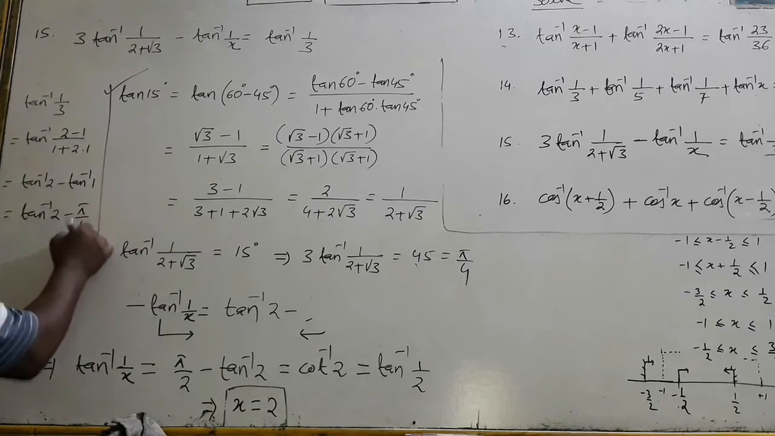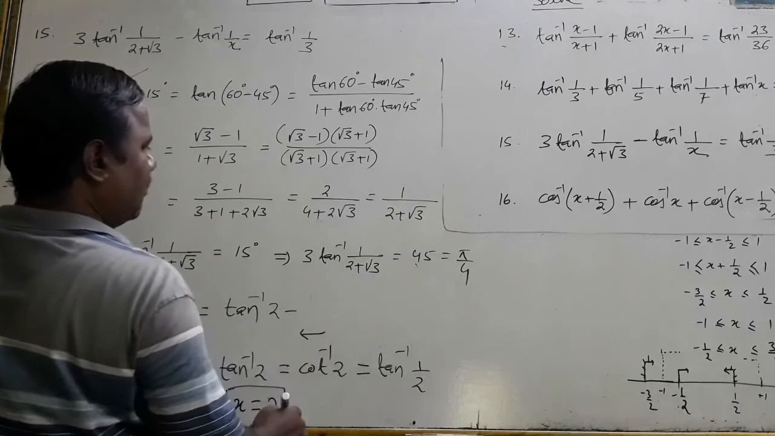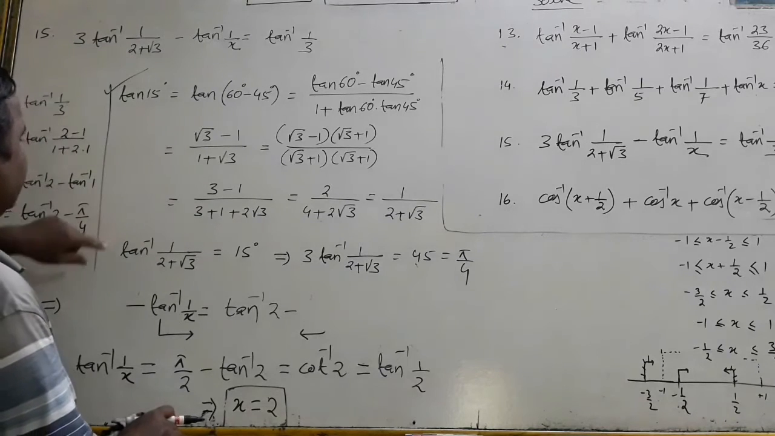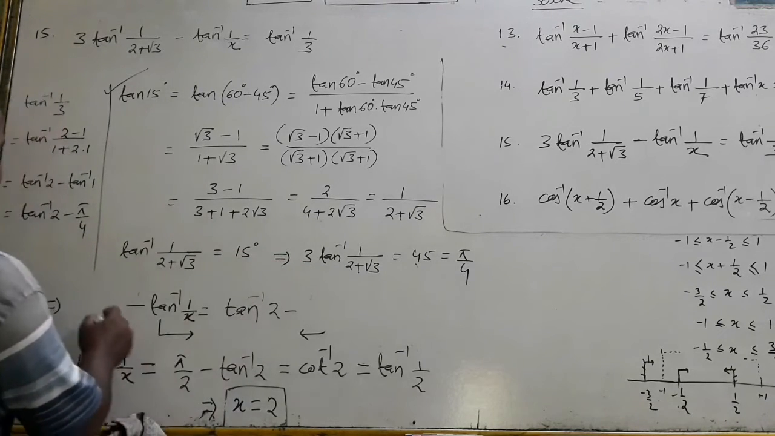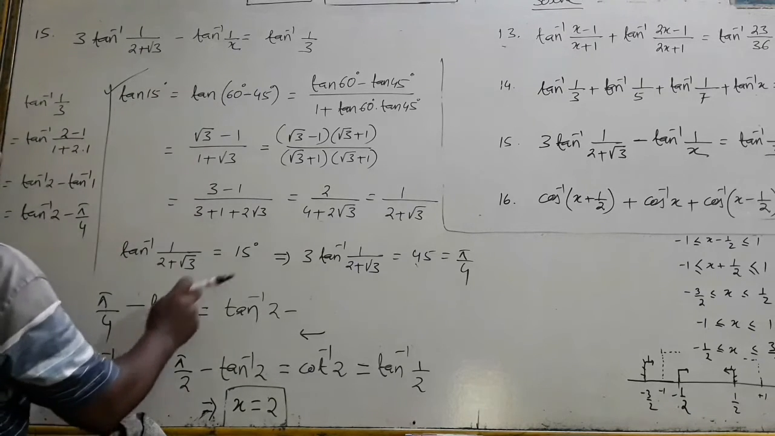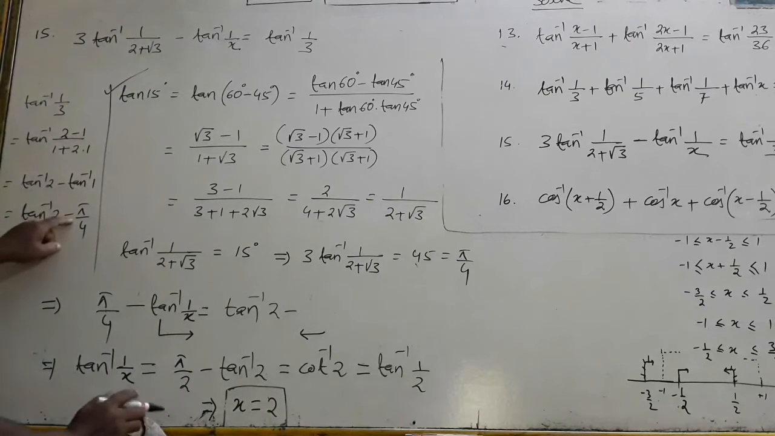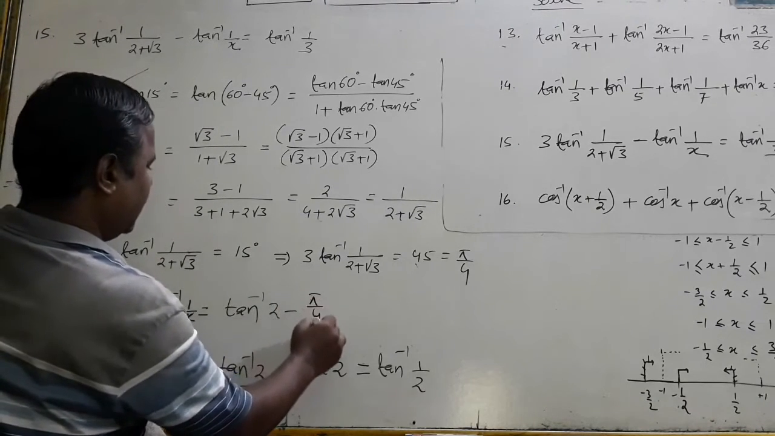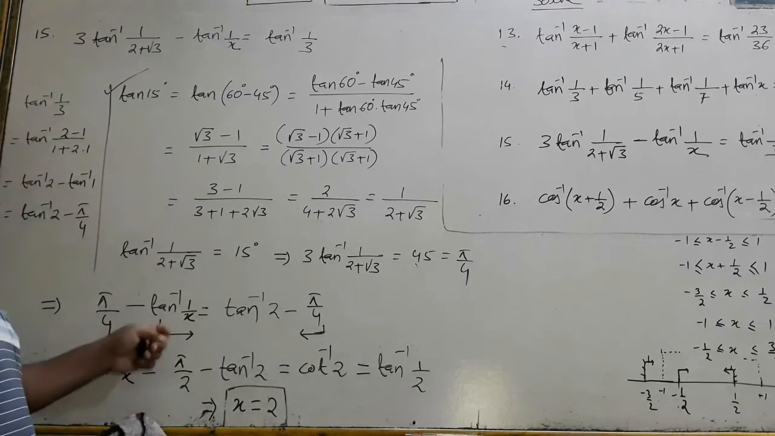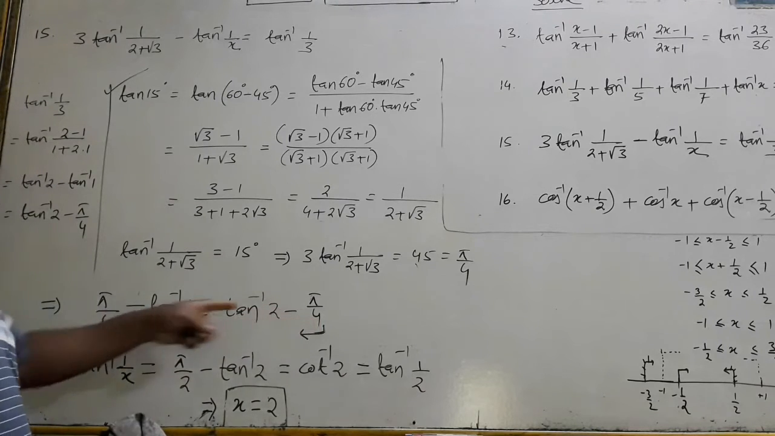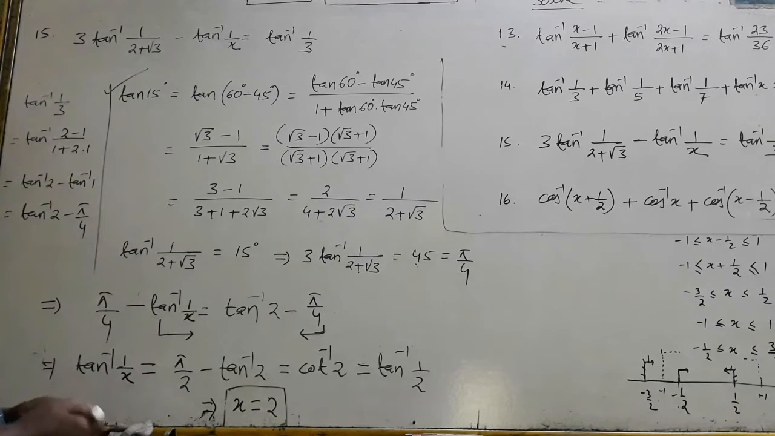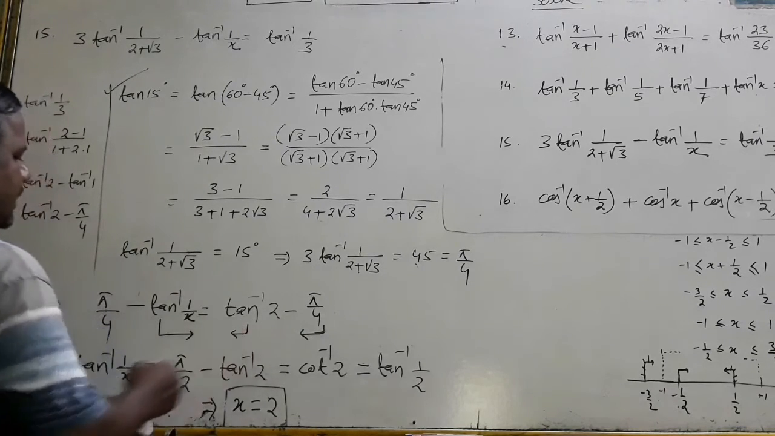Pi by 4. So I am writing it tan inverse 2 minus, in this part I am writing 3 tan inverse 2 plus root 3. 3 tan inverse 2 plus root 3, it is what? Pi by 4 minus tan inverse 1 by x is equal to tan inverse 2 minus what? Pi by 4. When this comes to this side, tan inverse 1 by x goes to the right side. This minus pi by 4 comes to the left side, it gives you pi by 2 minus tan inverse 2.